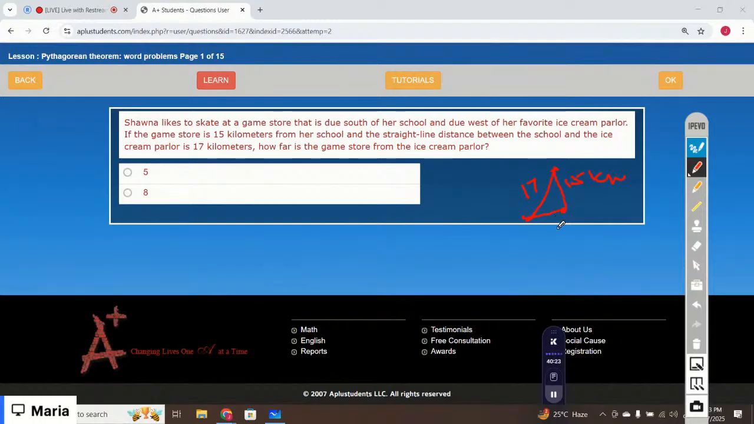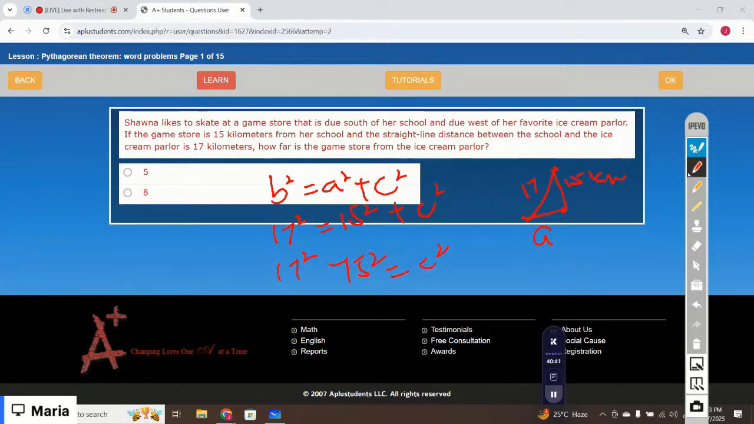So we need to find the value of the missing side. That is b square equals a square plus c square. 17 square equals 15 square plus c square. 17 square minus 15 square equals c square.